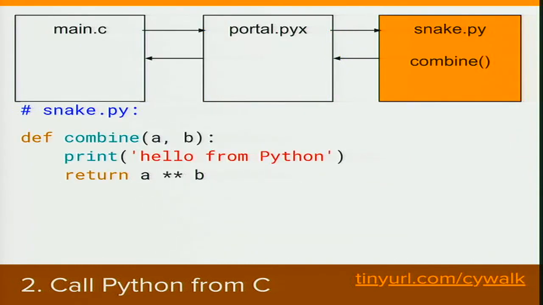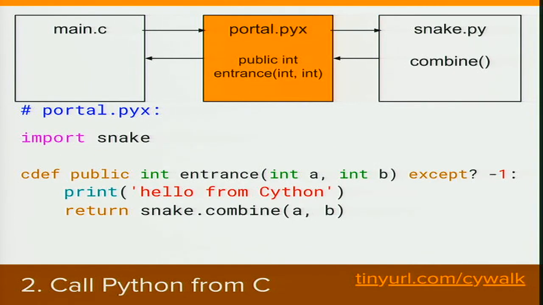So let's have a look and see what's in some of those files. In snake.py, I'm defining just a simple function called combine. It takes A and B as parameters. It prints out hello from Python, just as proof we're in Python. And as an example, it returns A to the power of B. Again, this could just be a placeholder, and you could implement all of your Python later if you wanted to.